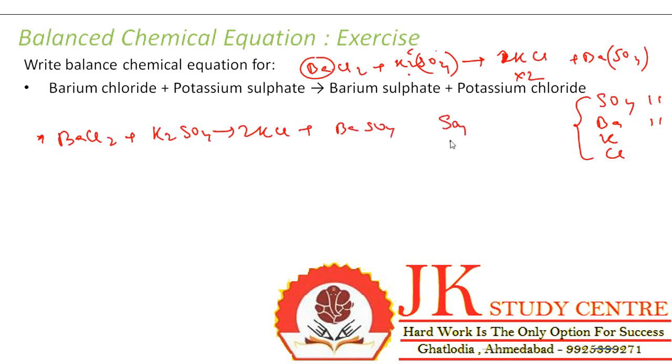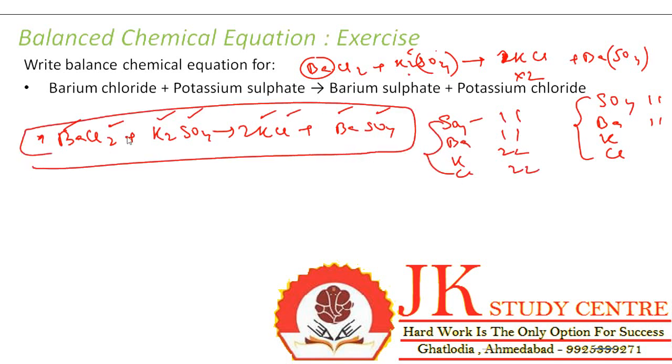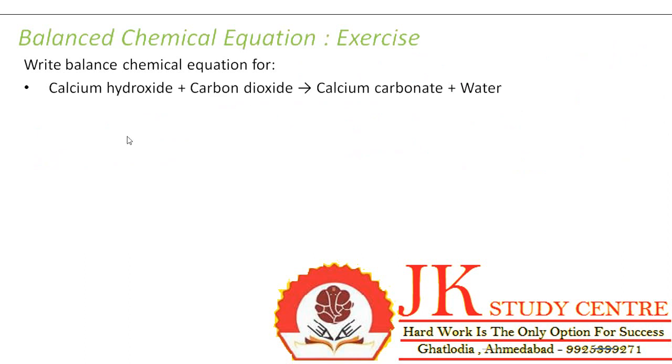Now let's check the equation. Sulfate part we have 1 here, 1 here, balanced. Barium part we have 1 here, 1 here, balanced. Potassium we have 2 here, 2 here, balanced. Chlorine part we have 2 here and 2 here, balanced. So it is a balanced equation, and that is my answer.